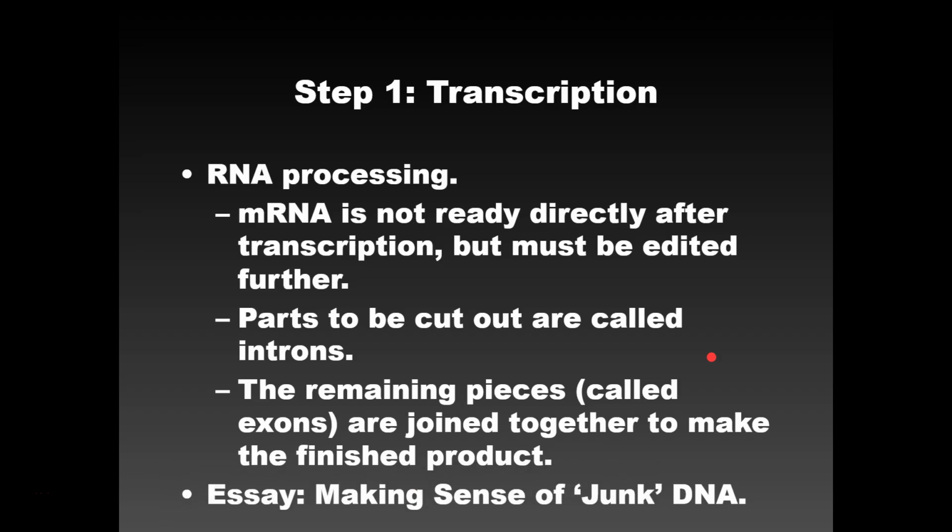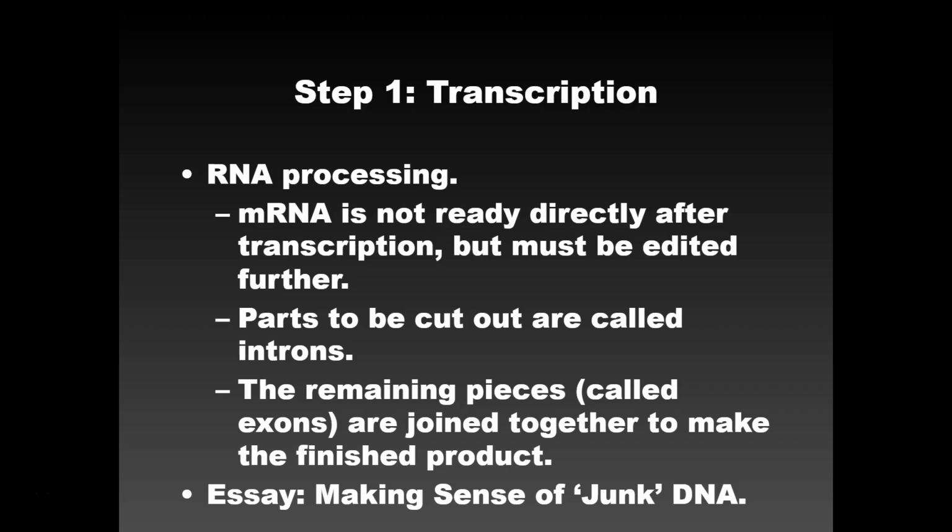So the final step here is mRNA processing. So you can't just have an mRNA come off of the DNA and be ready to go. It has to be edited further. Parts of it are cut out, which are called introns, or intervening sequences. Okay? Introns need to be cut out of that piece of RNA. The remaining pieces are called exons, which are joined together to make the finished product. And you should probably be reading about junk DNA. There's a little section about that in the homework as well.